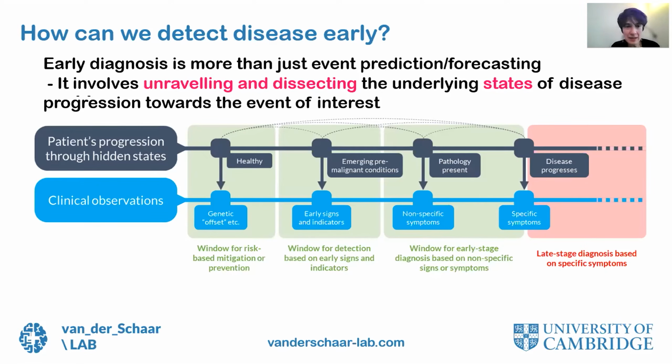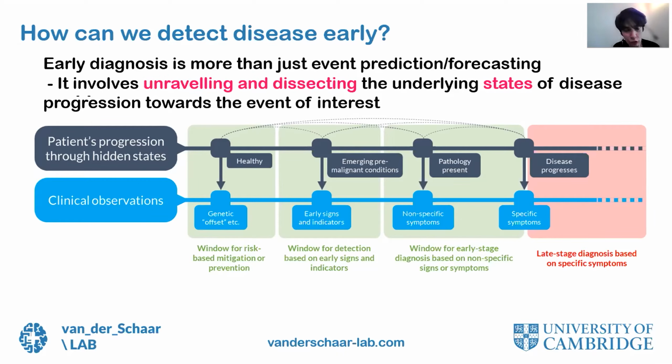Then this brings us to the key question. How can we detect disease early? Early diagnosis is more than just event prediction and forecasting, which I've discussed so far. It involves something much more complex, unraveling and dissecting the underlying states of disease progression towards the event of interest, the disease of interest. And again, this is tricky because how many states is a disease progressing in towards a particular diagnosis? How fast is it progressing?